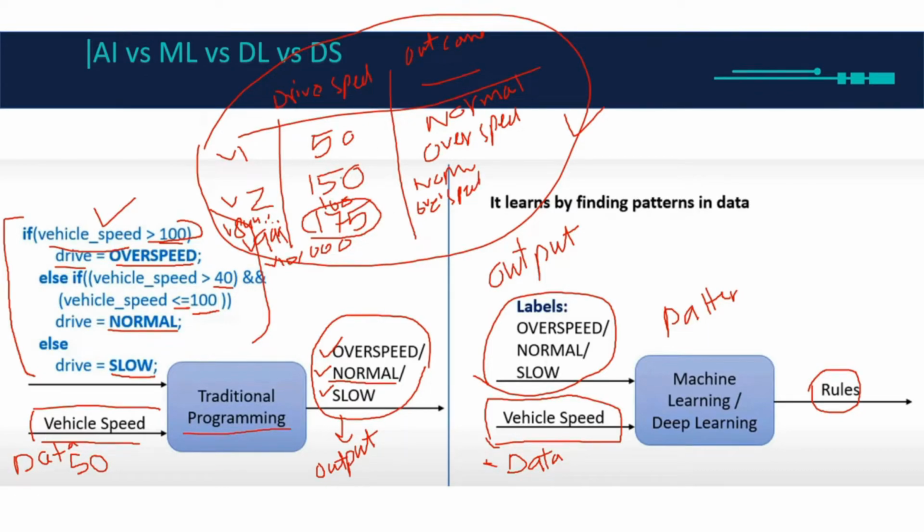But by finding the patterns by itself, the machine learning algorithm found the pattern here, and it was like, you know what, according to the data that this guy gave me, anything greater than 100 was labeled overspeed. Since 175 is higher than 100, I'm going to give it as overspeed. Sometimes it makes mistakes. It all depends on the data that you give. Okay, this is how it works.